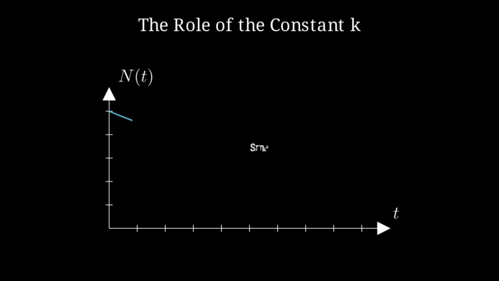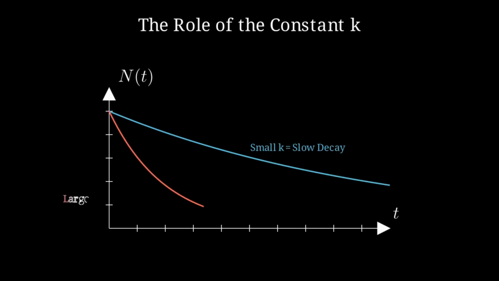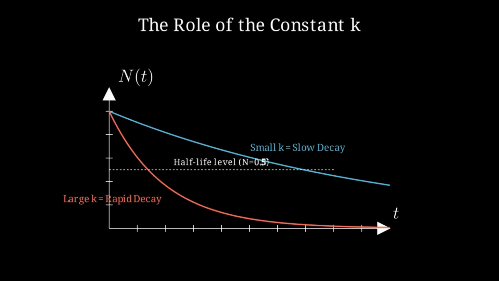The decay constant k is the speed limit of the process. A large k value means the substance disappears quickly, resulting in a very sharp drop-off. A small k value means the substance is more stable and lingers longer. Every specific material or scenario has its own unique k value that we must determine through observation or given data.